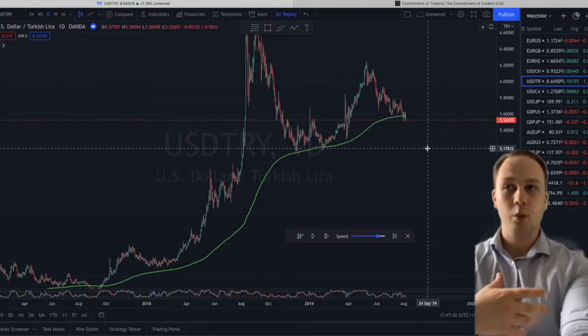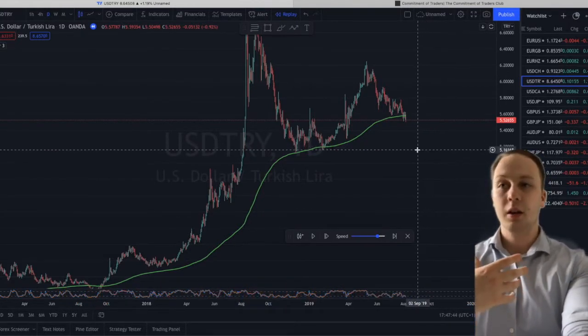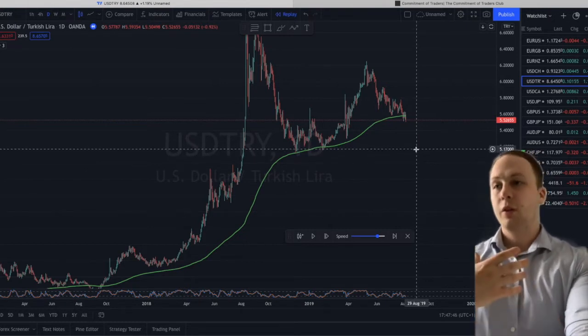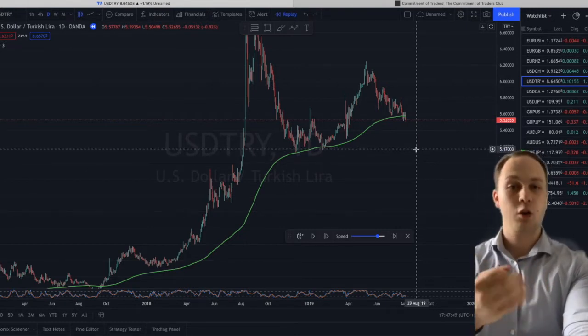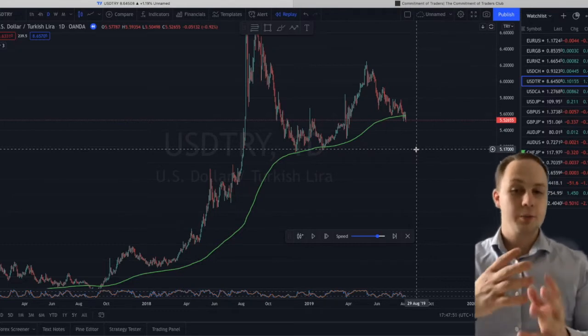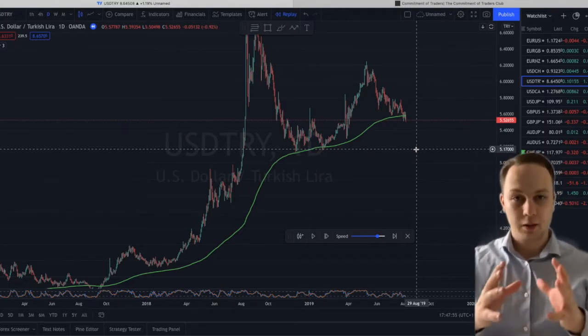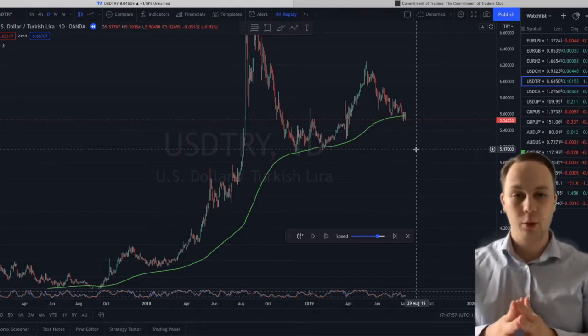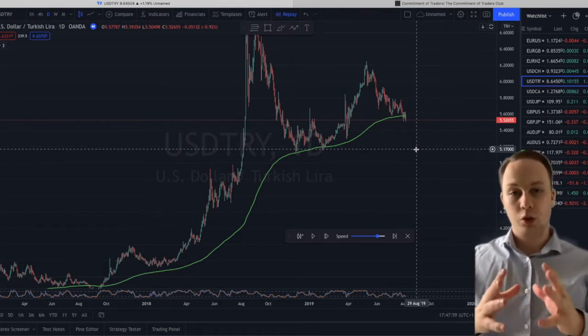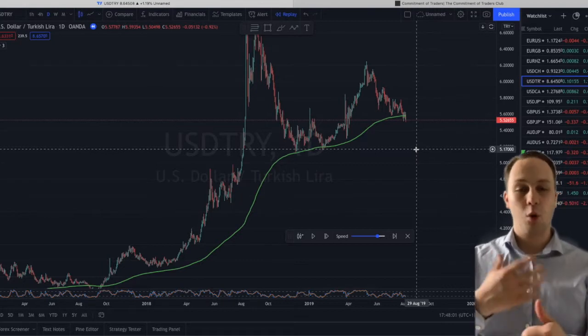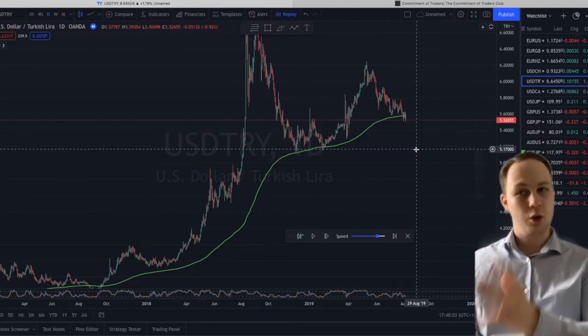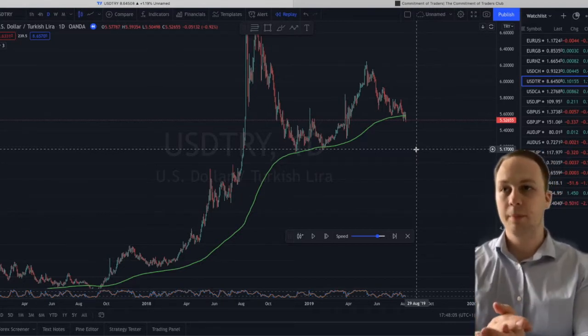Now, as a beginner, we want to trade things that are easy to identify, that follow good patterns and are not volatile, in terms of one day they go up, the next day they go down. So my first tip is have a look through the currency pairs available and find a pair which you've studied and understand, and work out how it moves. In this instance, we're looking at USD Turkish lira.